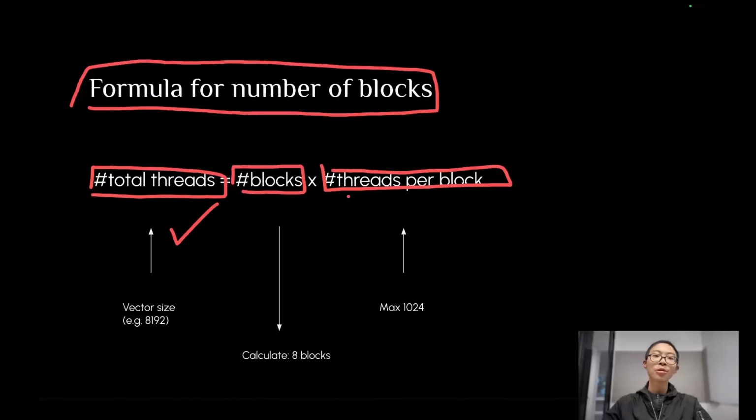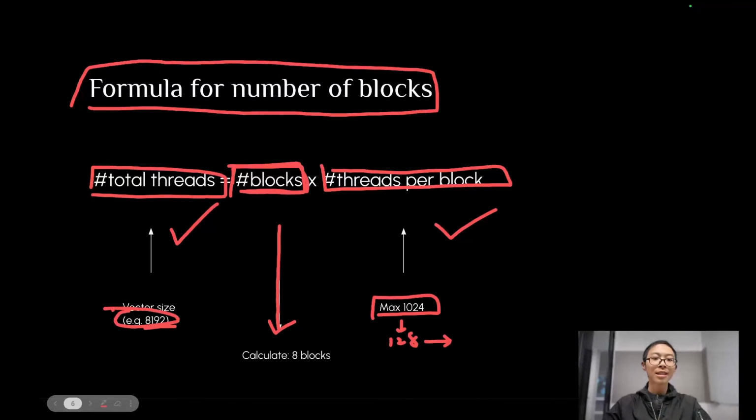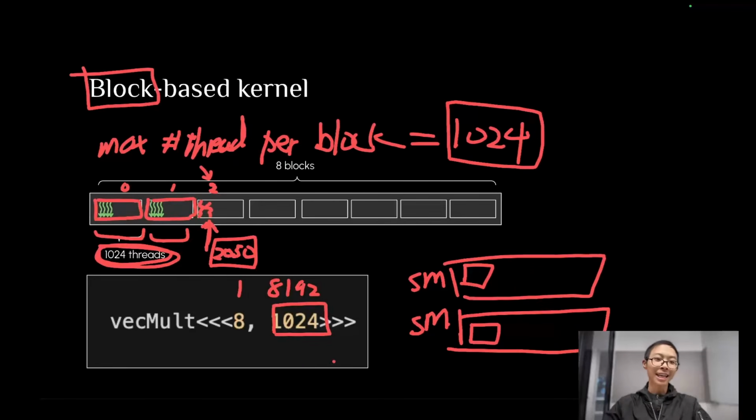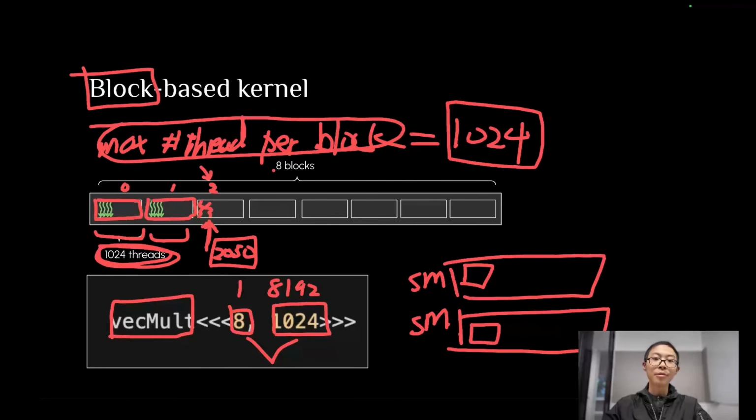This is known. Also, the number of threads per block is also known. The maximum is 1024, and the minimum is 128, which we will cover in the next slide. And now you can calculate the number of blocks you need, which is total threads divided by the threads per block. Here, 8,000 divided by 1024, which gives us 8 blocks. Now we can confidently configure our kernel launch as long as those two numbers multiply to the total number of threads, which is your workload, your vector size.